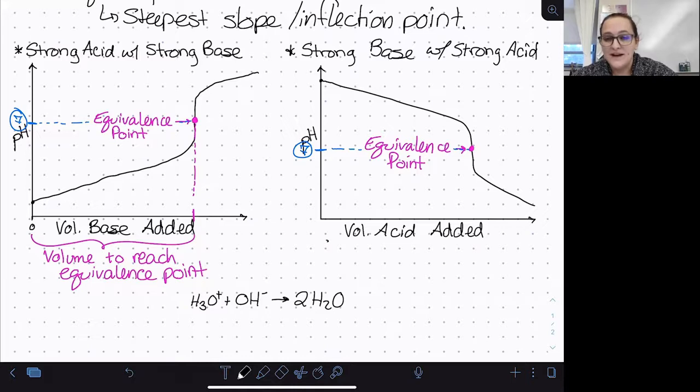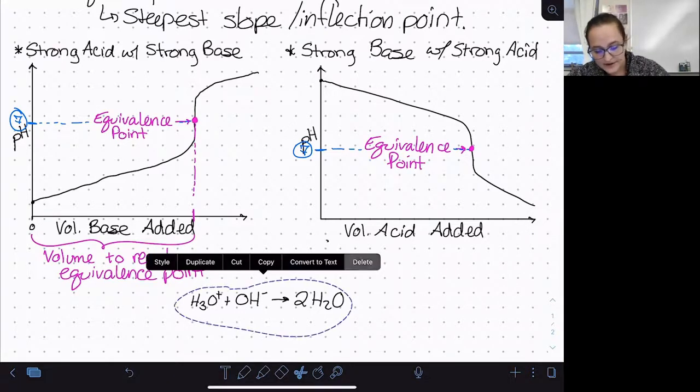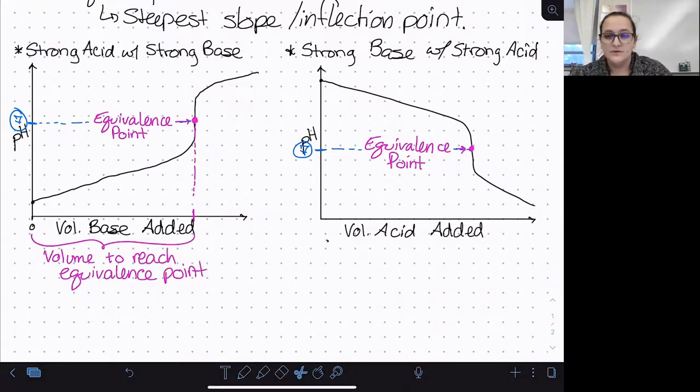So when you have added exactly enough base to react with all of your acid, all that you have is water and any spectator ions that may be around, but there's nothing else in there that could be affecting the pH. So for strong acid, strong base titrations, the equivalence point always occurs at pH 7, which is kind of nice.